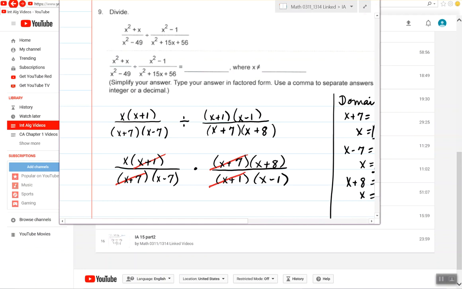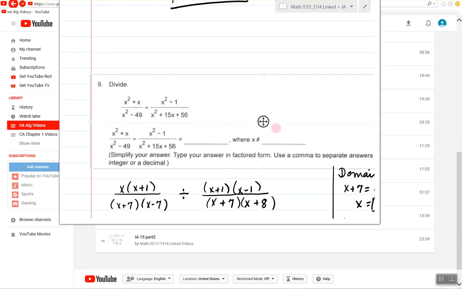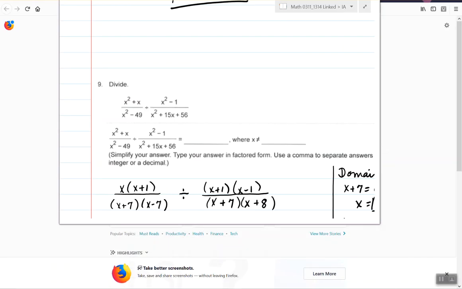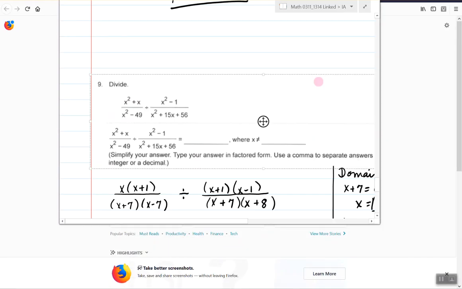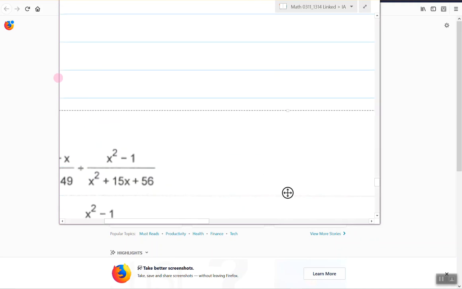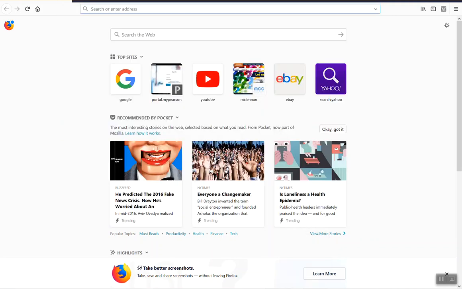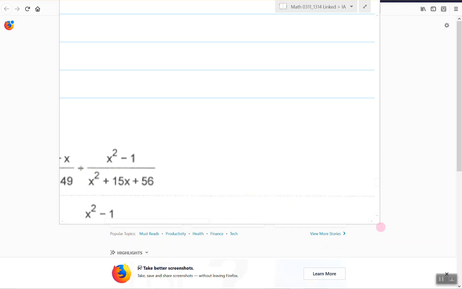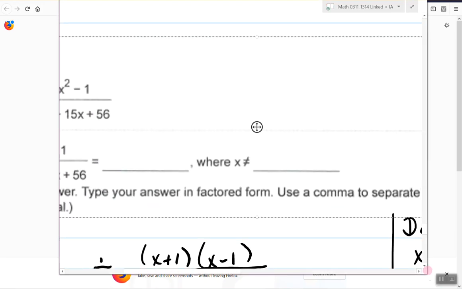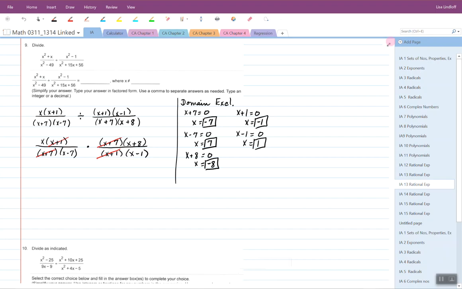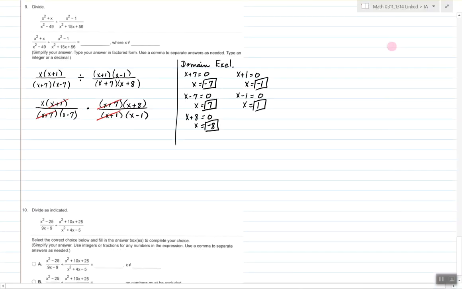Whoops. Let me make this larger. I'm so sorry. For some reason, let me pause. All right, I apologize for that. That got weird for a minute.